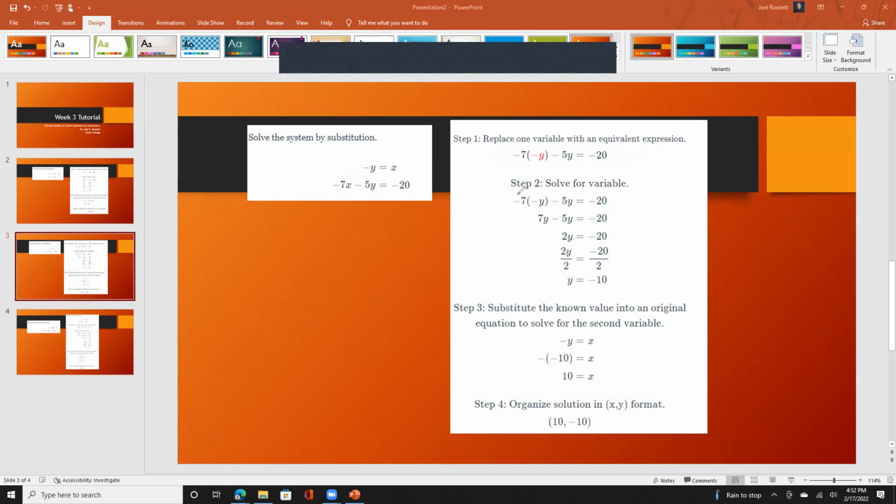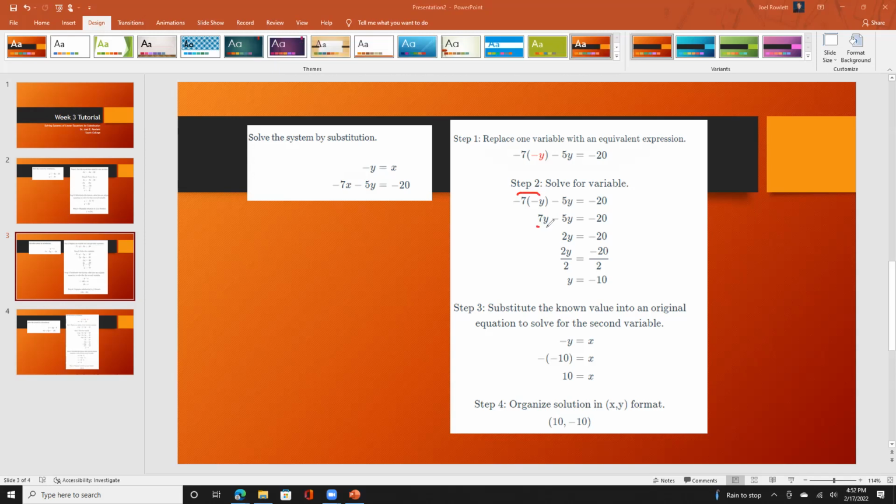If you multiply negative 7 times negative y, you get positive 7y. Bring down the negative 5y and the negative 20. And then they collected like terms here. If you take 7y minus 5y, that's going to give you 2y. And then if you divide both sides by 2, you have negative 20 divided by 2. So y is actually equal to negative 10.